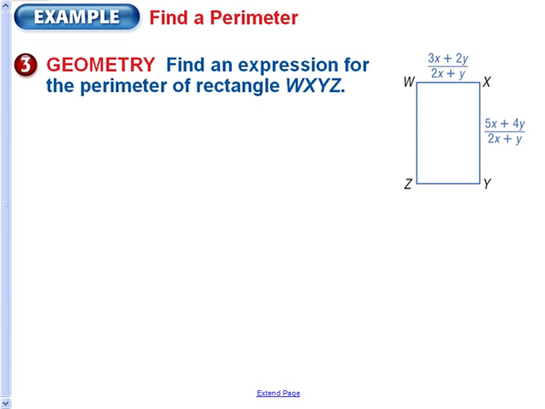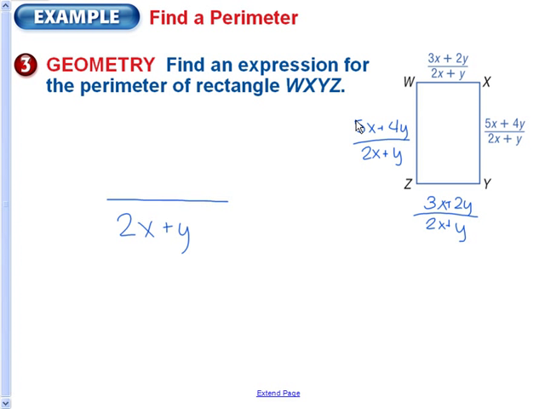All right, let's put this into a geometric area or perimeter problem. So we need to find the perimeter, and we find perimeter by adding all of the sides. So we know that this left side would also be 5x plus 4y over 2x plus y. And the bottom side would be 3x plus 2y over 2x plus y. Now, when we add all four of those together, they all have the same common denominator, which is 2x plus y.